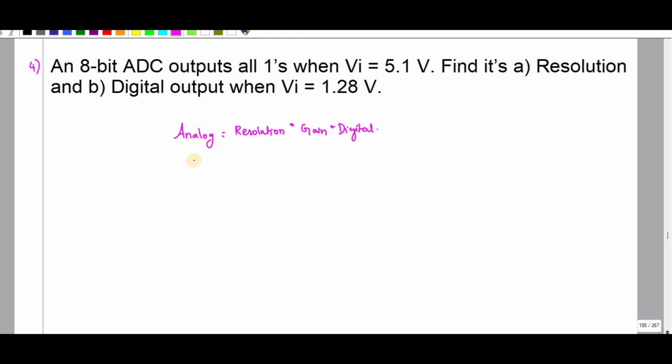So here the VA is nothing but the analog input, that is 5.1. That is equal to resolution, and the gain value is always what? Here it is not given, so I have considered it as 1. And what is the digital value for all ones? So for all ones it is 255. For 8 ones, the value is nothing but 255. So what is the resolution now? Resolution is equal to 255 divided by 5.1.